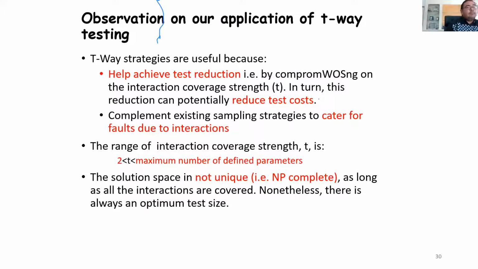And the solution space is not complete as long as the interaction is covered. So there's always an optimum test size. In other words, when you use different methods, typically you arrive at different results. Because remember that when you did the test generation, we used randomized values. It depends on how you randomize the values. Sometimes you randomize, you get different values. So that means the number of test cases is not unique. They're often the best optimum size, depending on your algorithm.